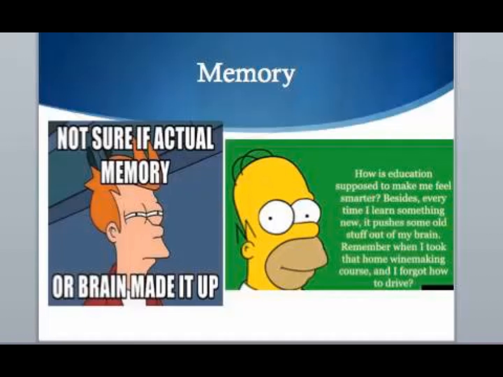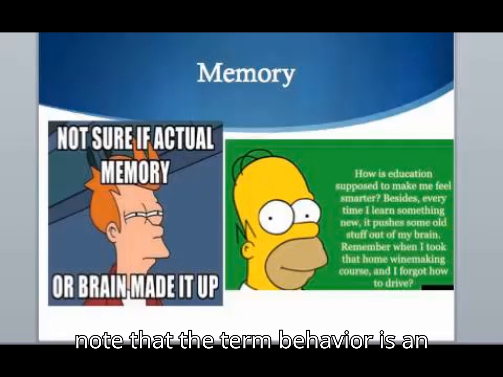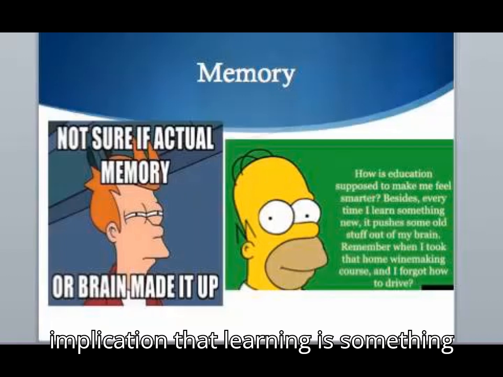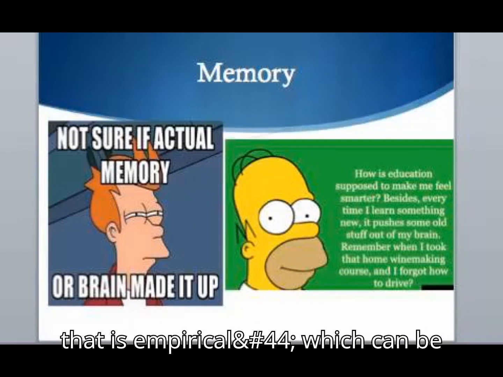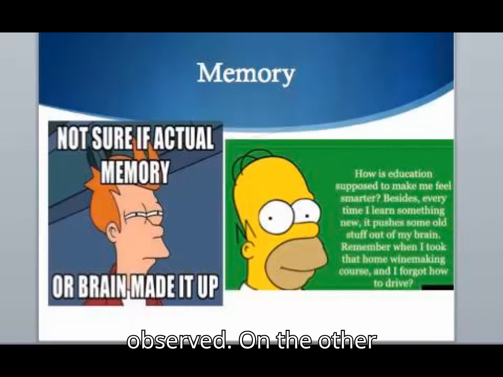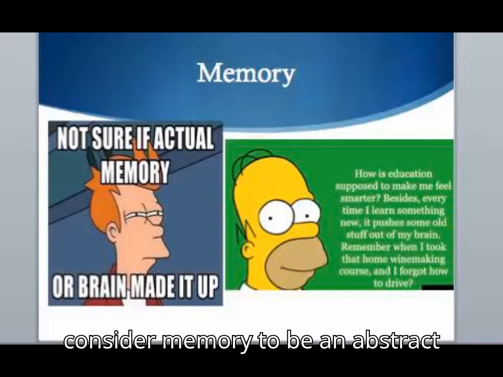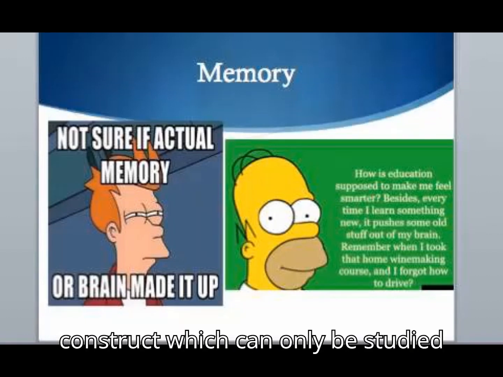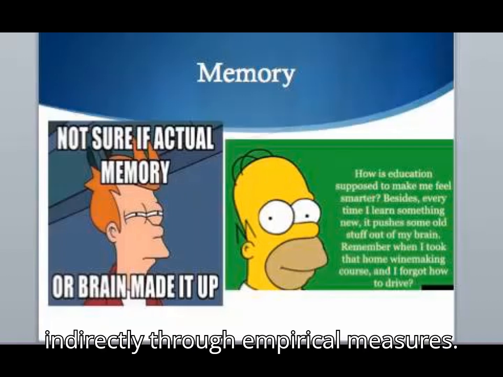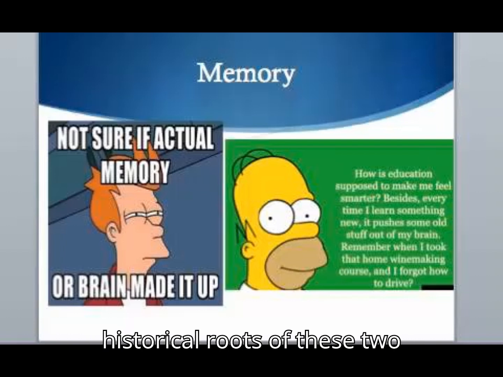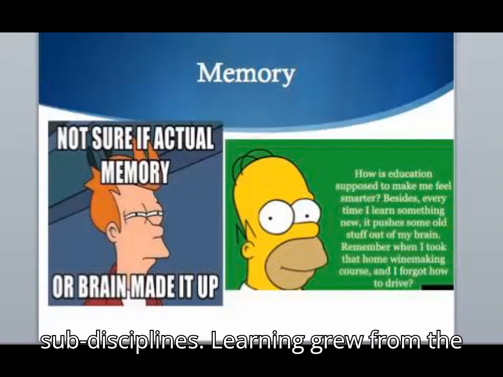So, second, note that the term behavior is an important part of Skinner's definition, with the clear implication that learning is something that is empirical, which can be observed. On the other hand, most cognitive psychologists consider memory to be an abstract construct, which can only be studied indirectly through empirical measures. It's also helpful to consider the historical roots of these two subdisciplines.